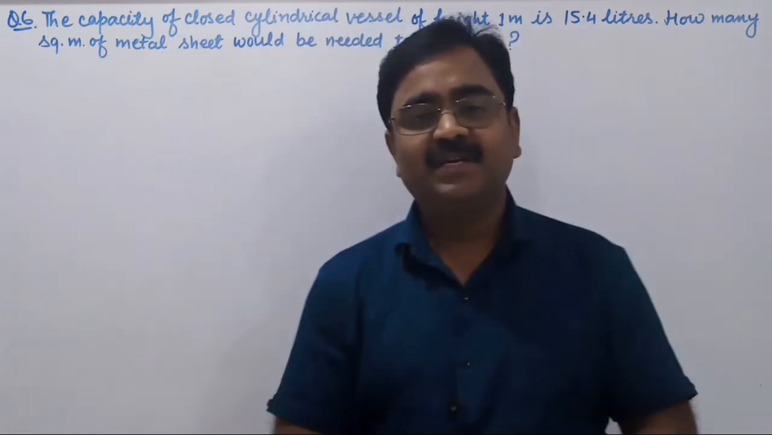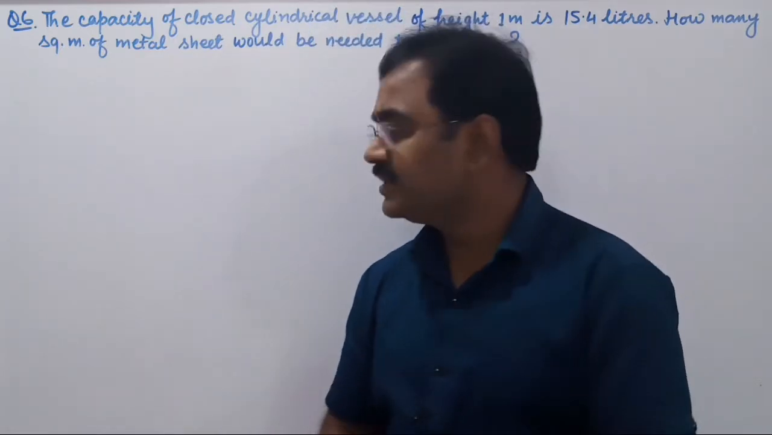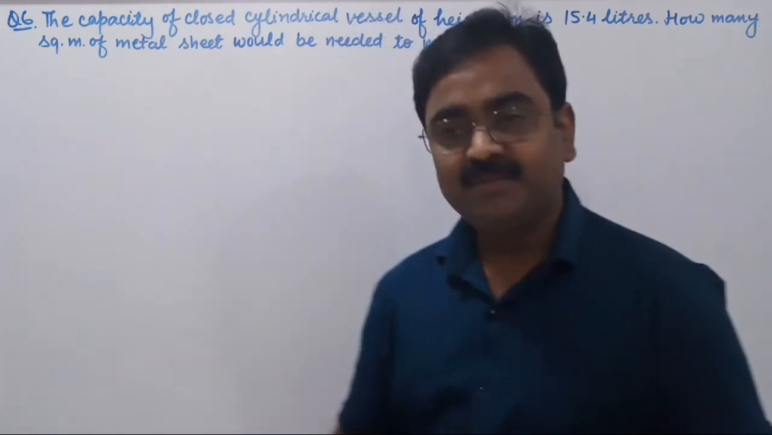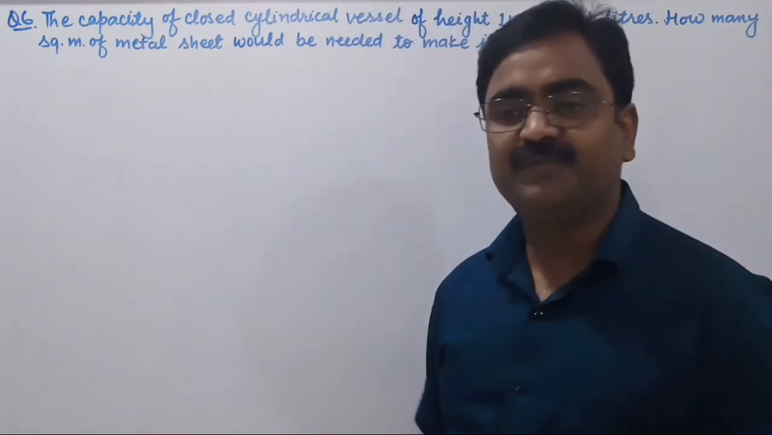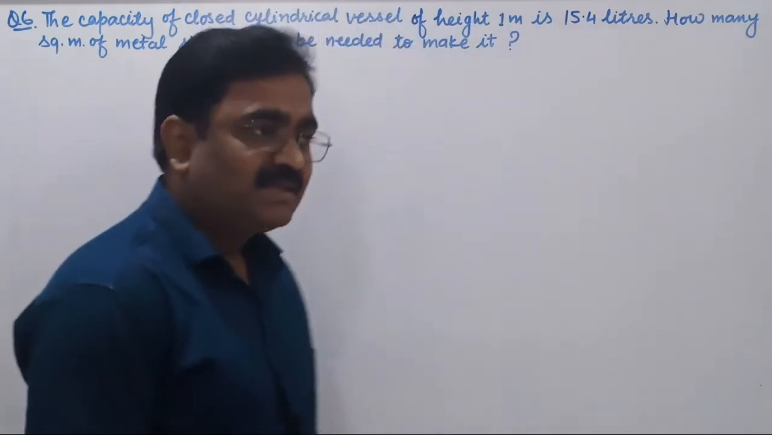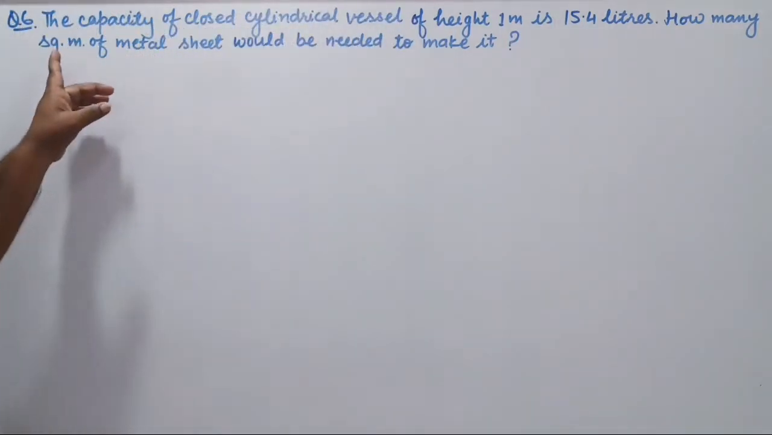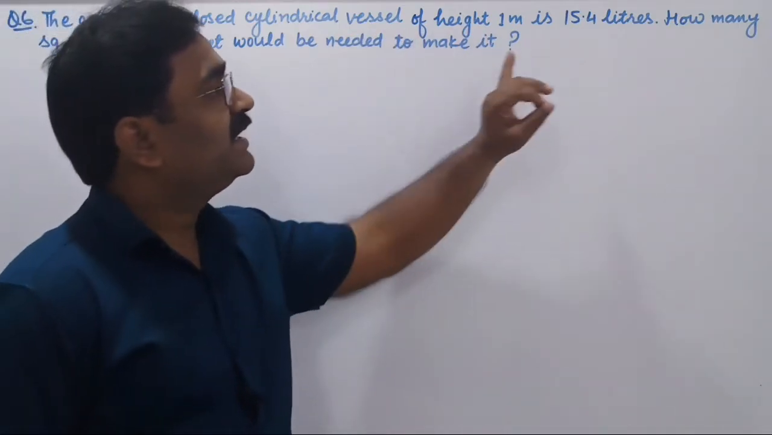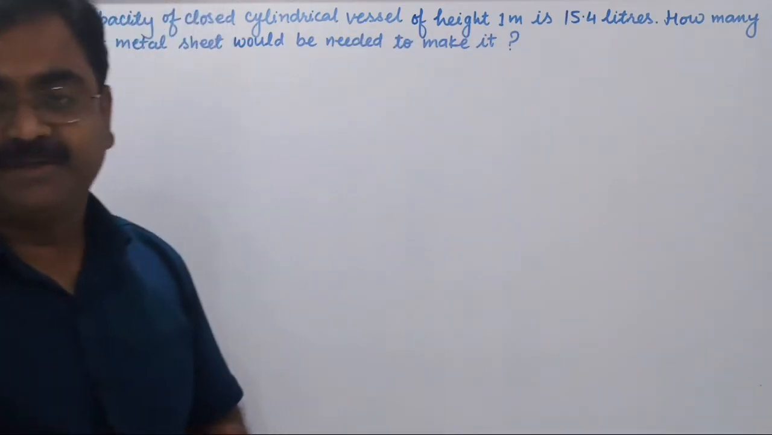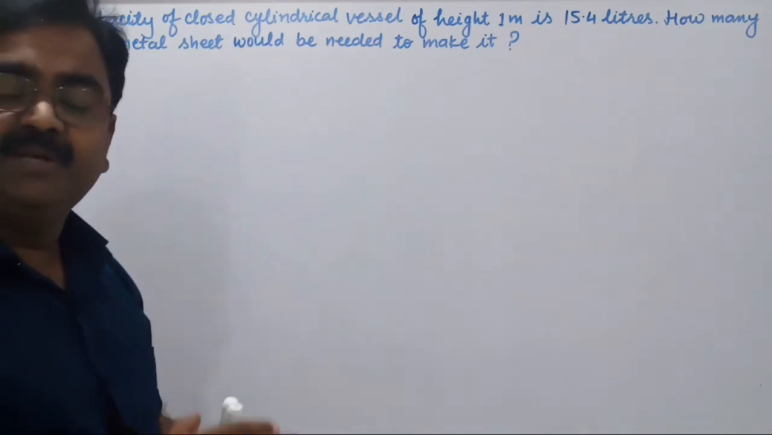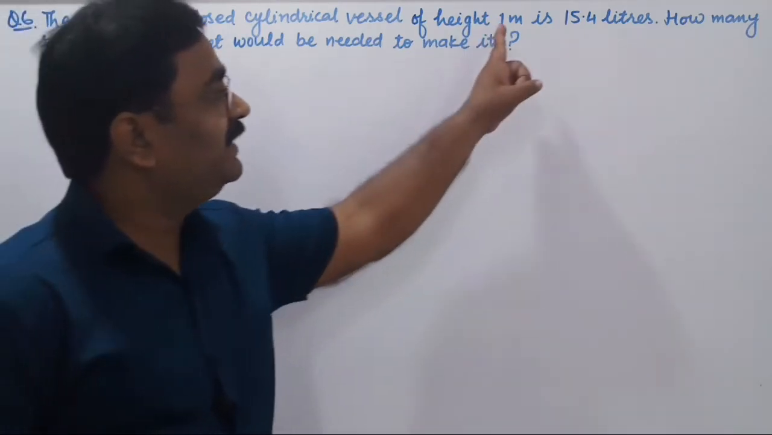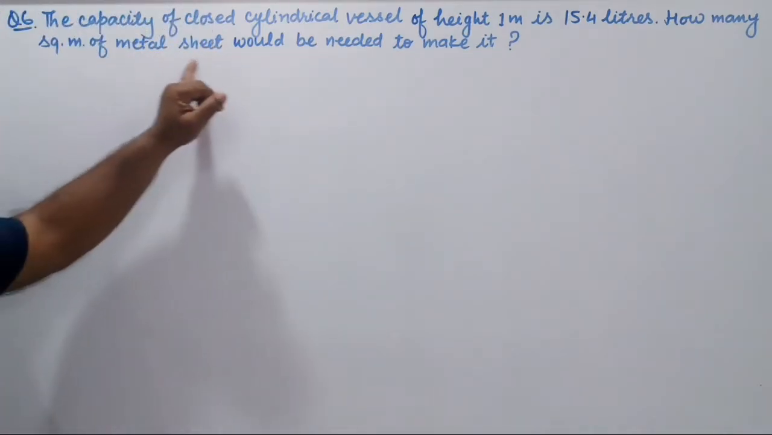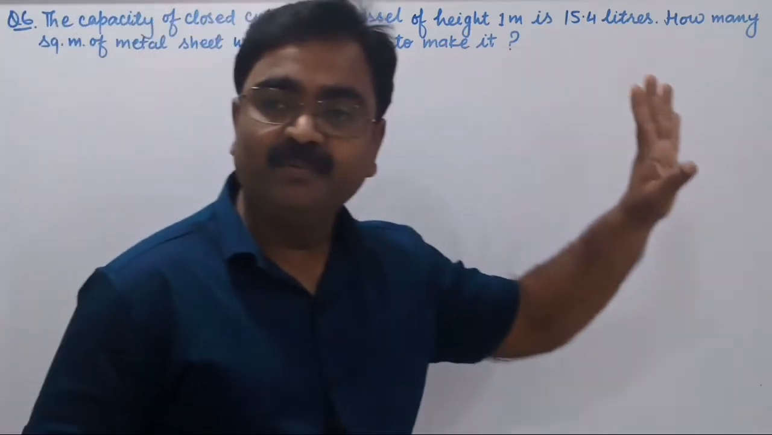So dear friends, as we have a discussion on surface areas and volumes, exercise 13.6. Today I am going to present the solution of question 6. In this question it is given that the capacity of a closed cylindrical vessel of height 1 meter is 15.4 liter. Then the question is asking how many square meter of metal sheet would be needed to make it.